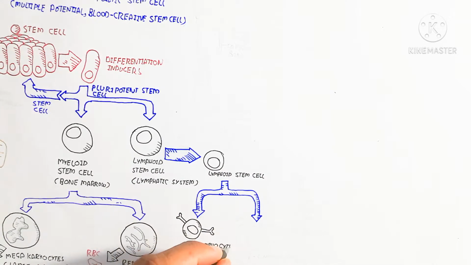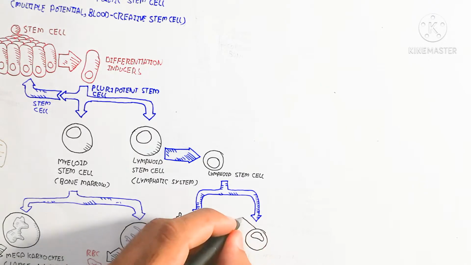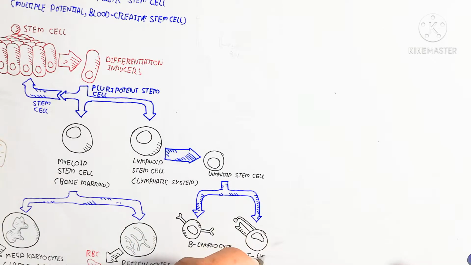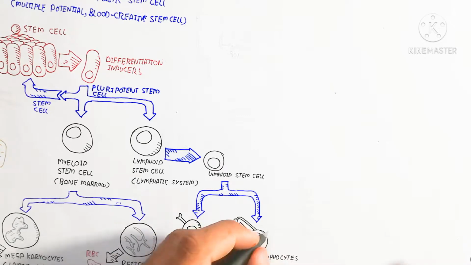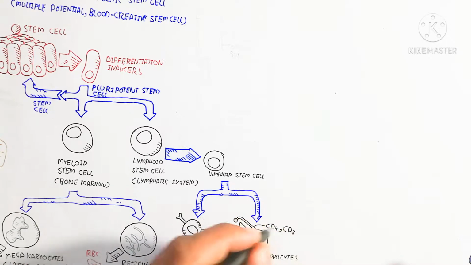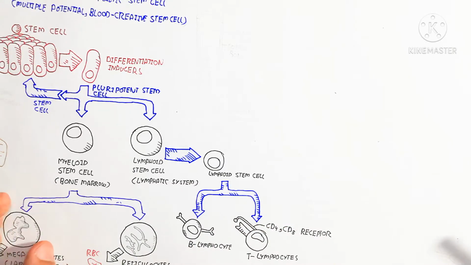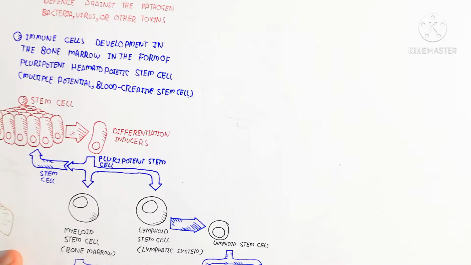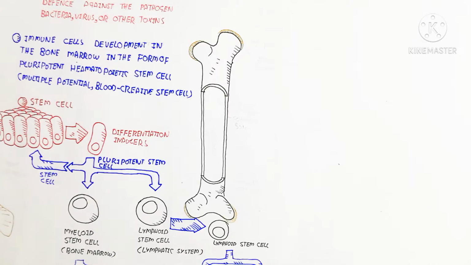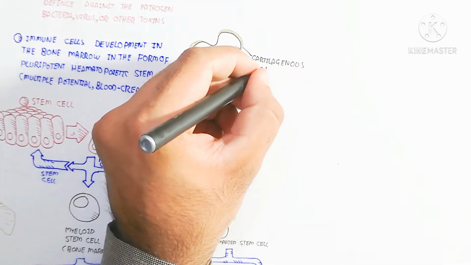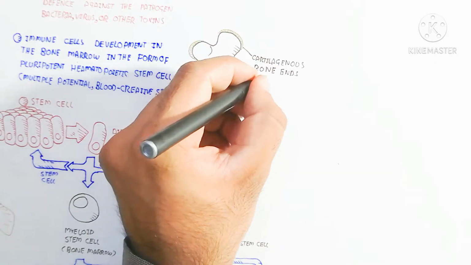The T lymphocyte differentiates further into the T helper cell CD4 and CD8, the cytotoxic T cell and cell-mediated T cell, which are used for the cytotoxic intercellular and intracellular response in the form of the adaptive immune system, while the innate immune system is another set of cells which we will also discuss in this video.